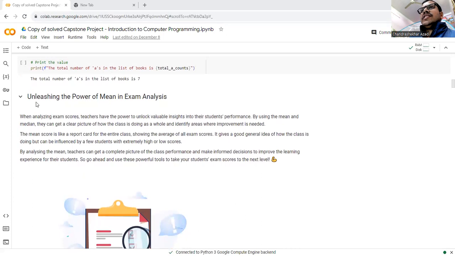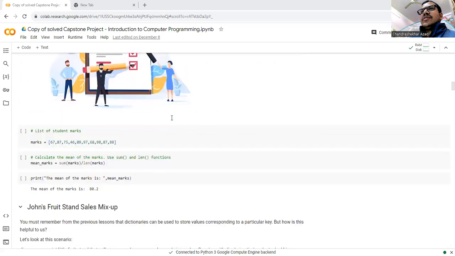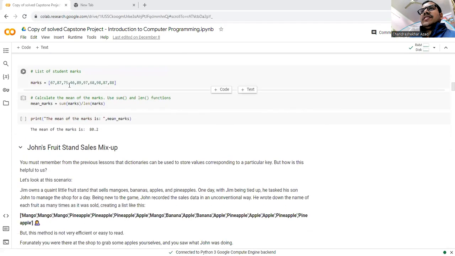So the next question is unleash the power of mean in the exam analysis. So some students' marks are given in this list. So here it is the list of marks of the students. So we assign marks is equal to 67, 87, 75, 46, 89, 97, 68, 98, 87 and 88, the marks of the students. So we have to calculate the mean.